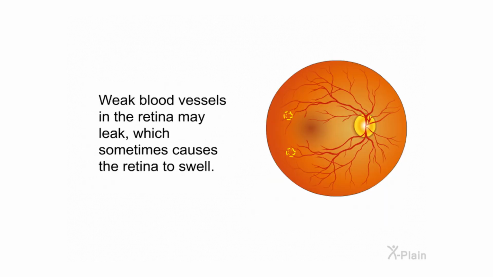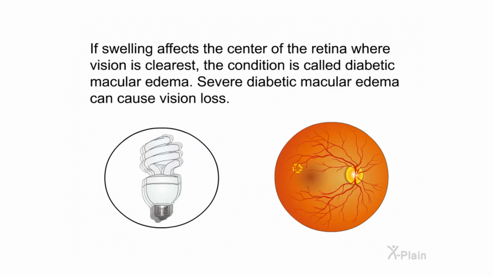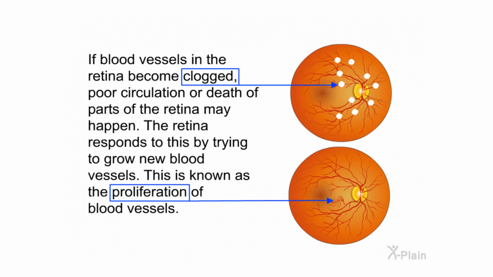Weak blood vessels in the retina may leak, which sometimes causes the retina to swell. If swelling affects the center of the retina, where vision is clearest, the condition is called diabetic macular edema. Severe diabetic macular edema can cause vision loss. If blood vessels in the retina become clogged, poor circulation or death of parts of the retina may happen. The retina responds to this by trying to grow new blood vessels. This is known as the proliferation of blood vessels.